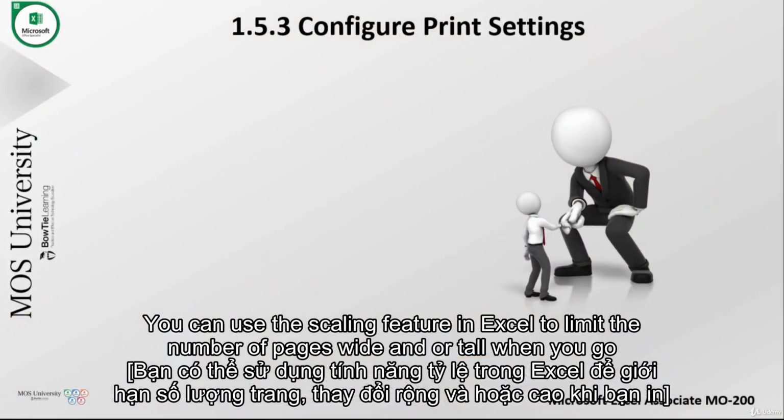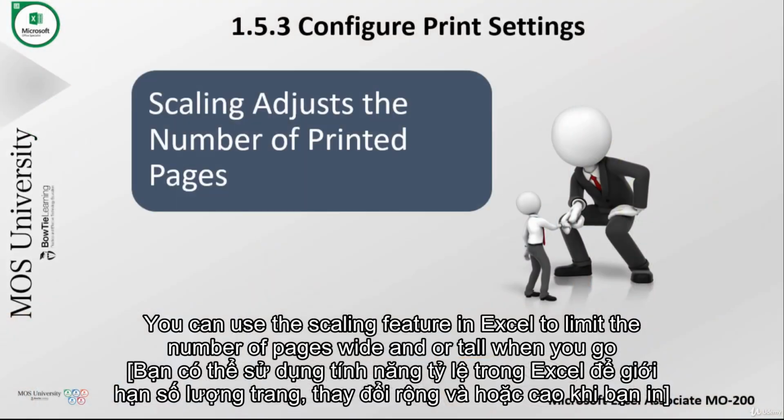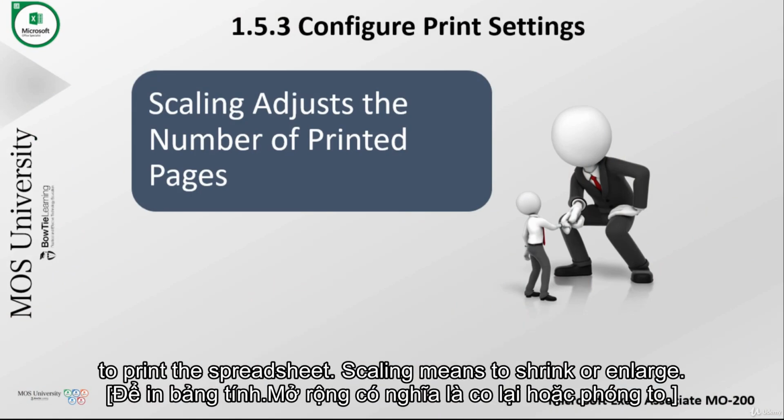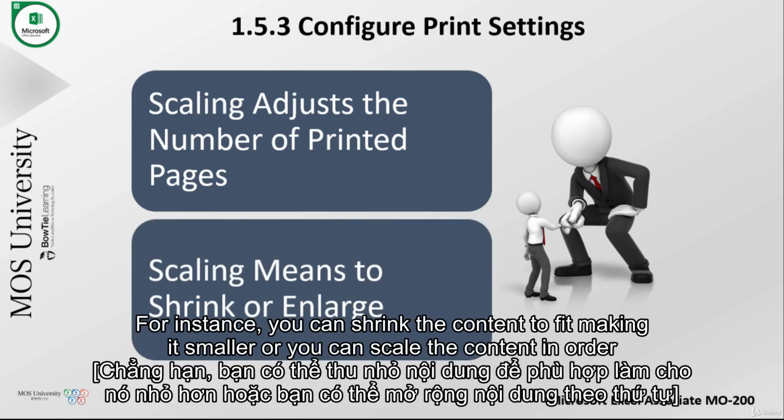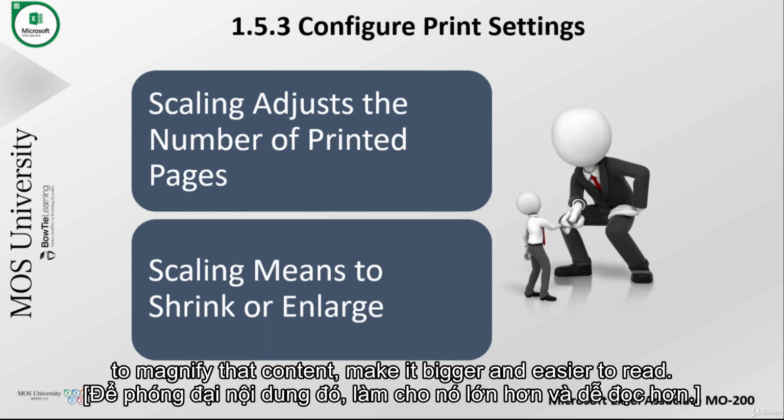You can use the scaling feature in Excel to limit the number of pages wide and/or tall when you go to print the spreadsheet. Scaling means to shrink or enlarge. For instance, you can shrink the content to fit, making it smaller, or you can scale the content in order to magnify that content, making it bigger and easier to read.